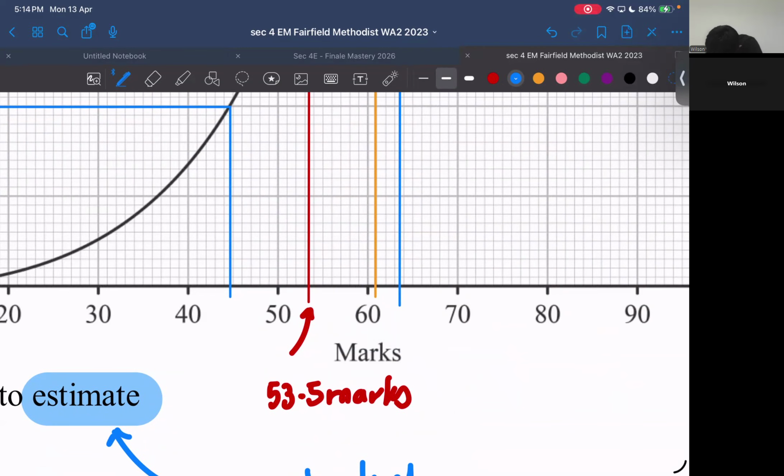Forty-one, 42, 43, 44. 63.5. Okay, you should be getting 63.5 and 44.5, unless the printing is different from my graph and your graph. Do you get that? 63.5 for my upper quartile, 44.5 for my lower quartile.